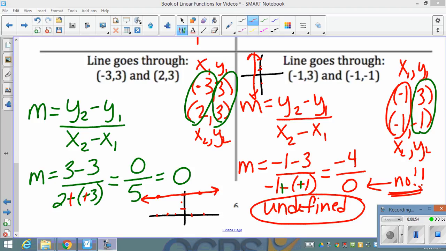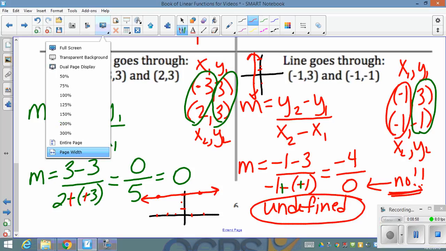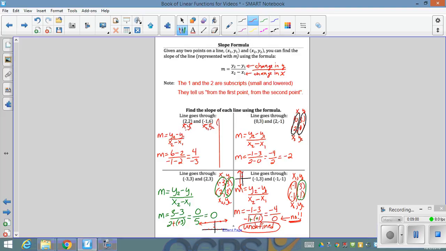So in these four examples, we actually have two negative slopes, a 0 slope and an undefined slope. I didn't do an example with a positive slope. That's okay. We'll do more examples with positive slopes later. All right, that is finding the slope using 2 points on the graph without having to actually plot the points in order to count.